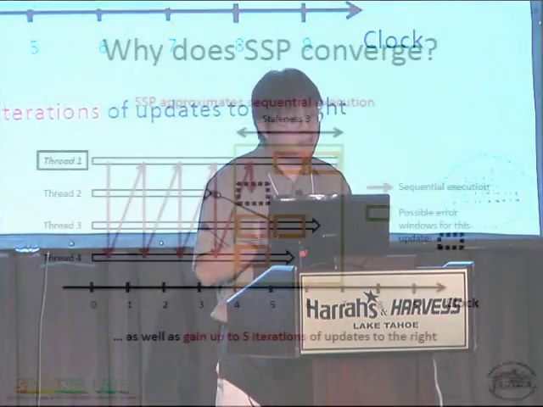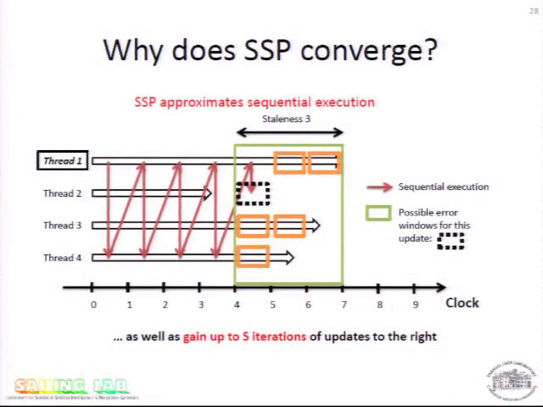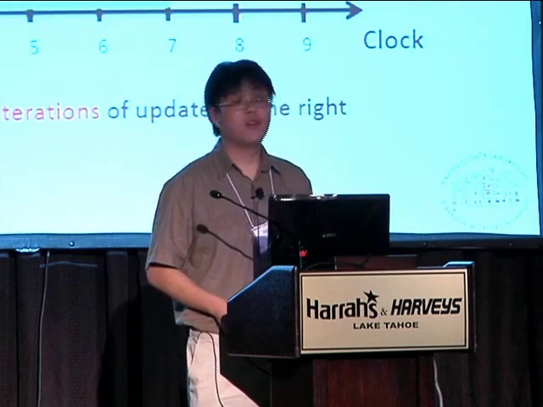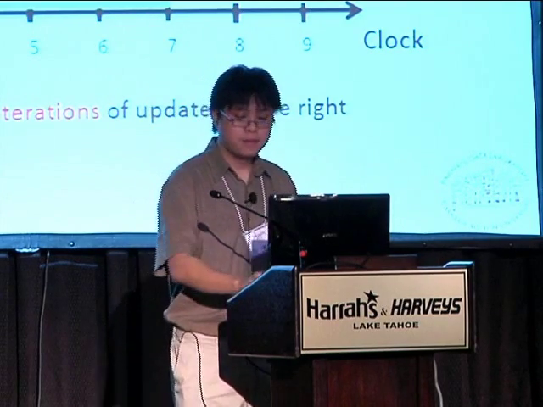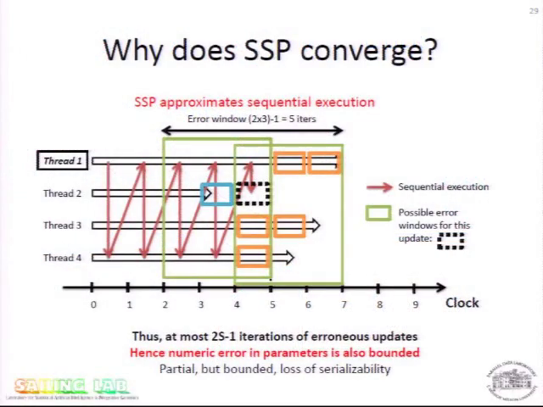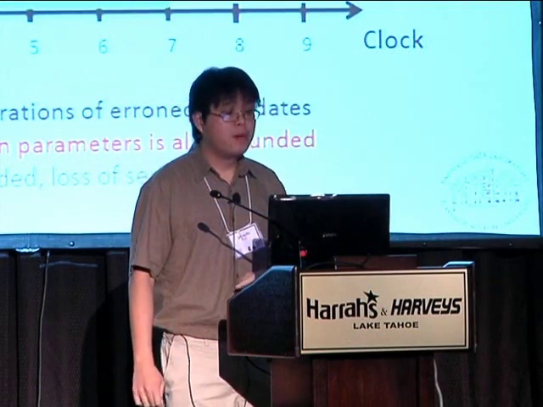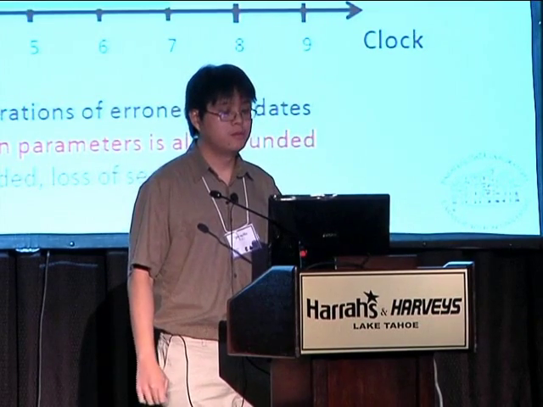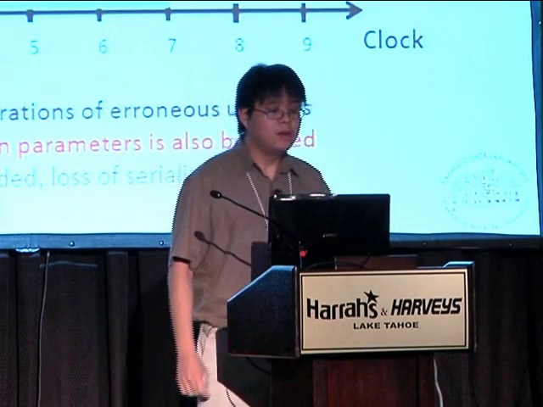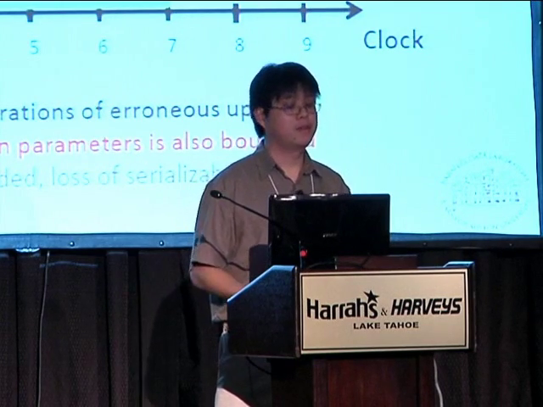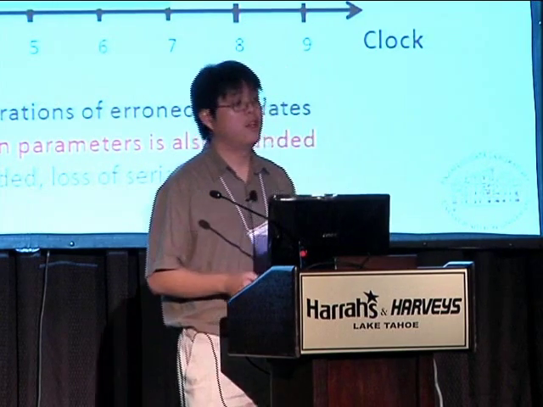You may also gain extra updates because some people are ahead of you, so they provide you these extra updates that weren't part of the original sequential order. Those are the orange boxes. So the total error in the system is the blue boxes plus the orange boxes. But that's upper bounded by the width of the two green windows. So that's the intuition in which SSP bounds the numeric error and thus bounds the error in the parameters. It's a partial but bounded loss of serializability.